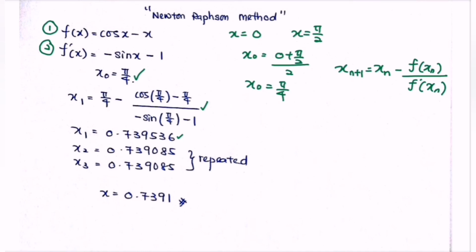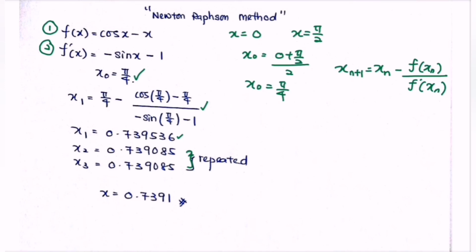So means that when we have the repeated value, then we have to stop. And we must state the root x is equals to 0.7391. So that is the method for looking or estimate or approximate the roots for this equation.